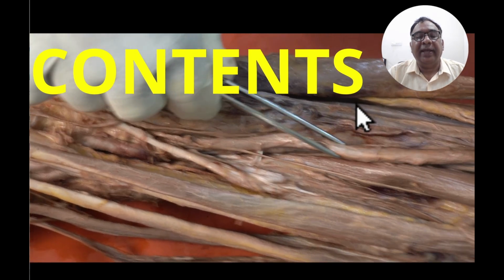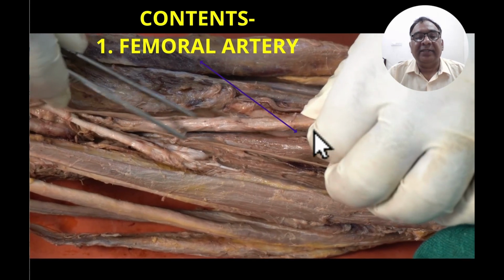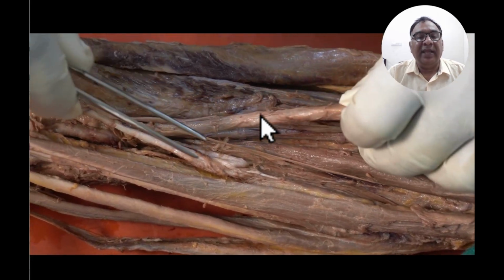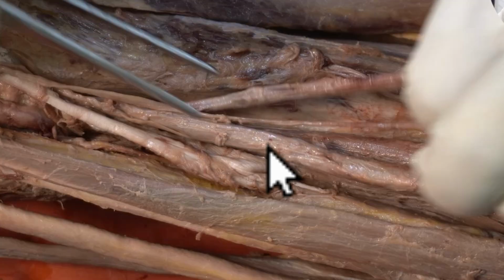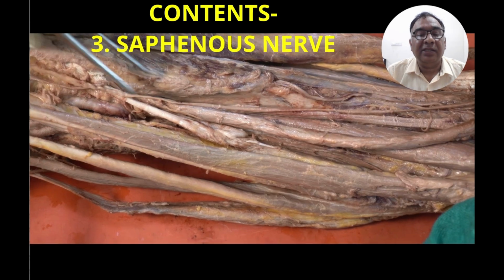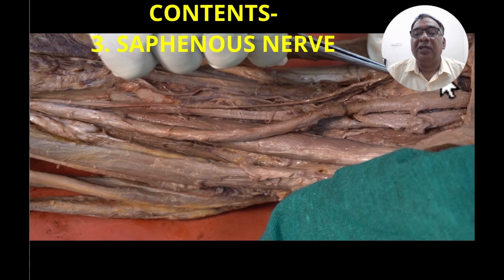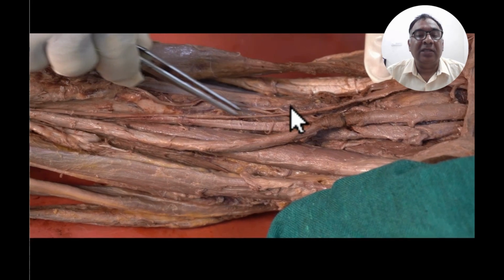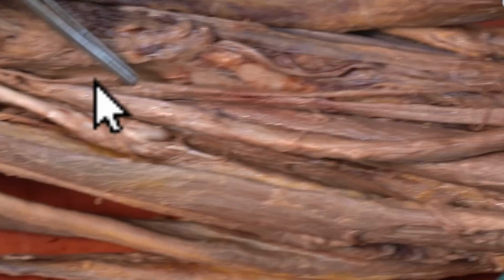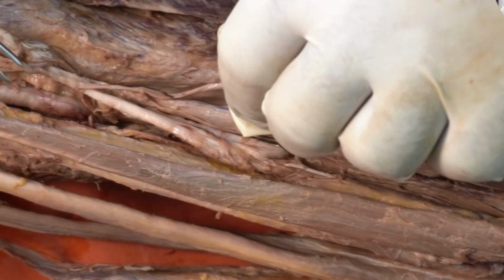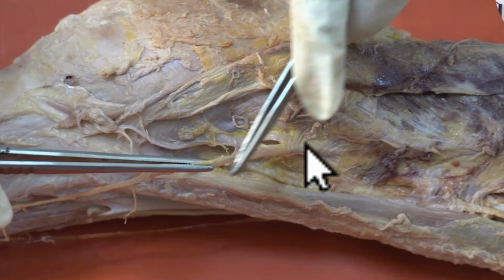Now the contents of adductor canal. This is femoral artery. It enters the canal through the apex of femoral triangle. This is femoral artery and this is femoral vein, and femoral artery here lies medial to femoral vein. And this is saphenous nerve, which arises from the posterior division of femoral nerve. It runs downward and medially and enters adductor canal. In adductor canal it crosses femoral artery anteriorly, and in the lower part of adductor canal it pierces the fibrous membrane and runs downward and forward.